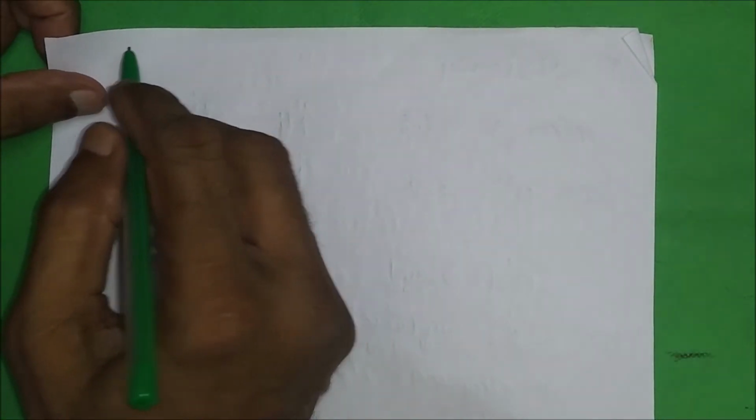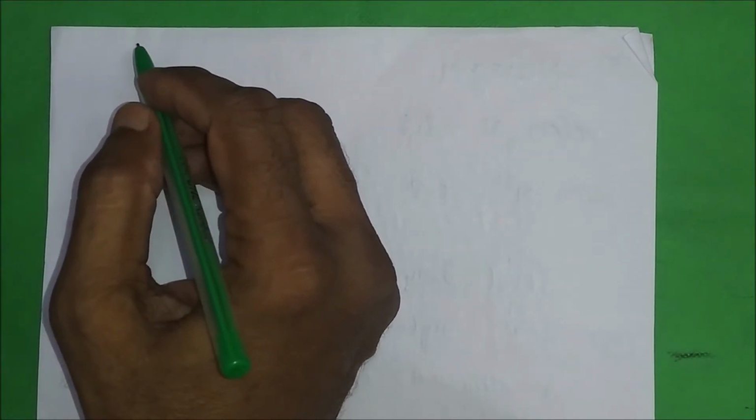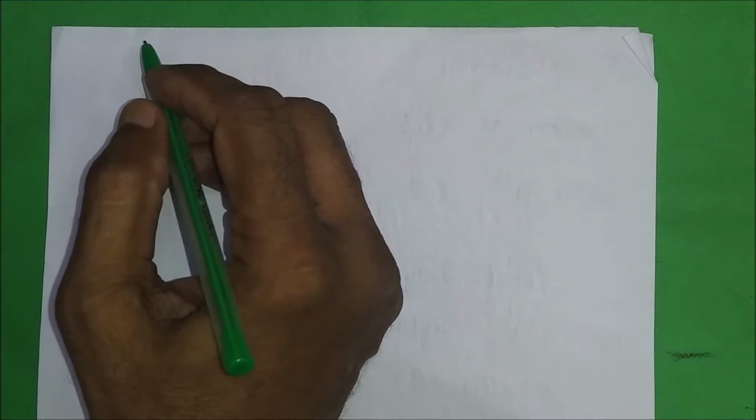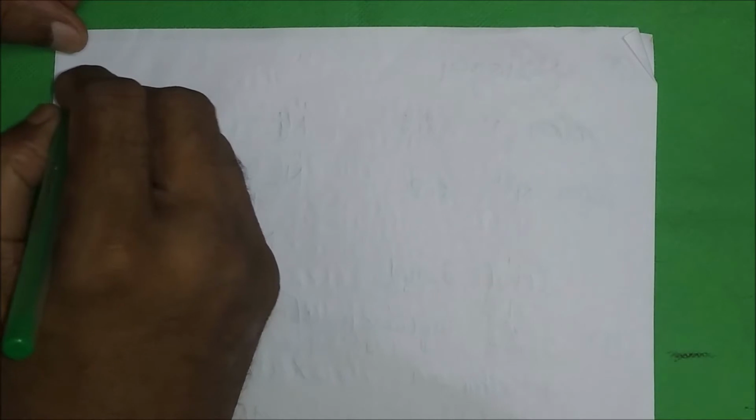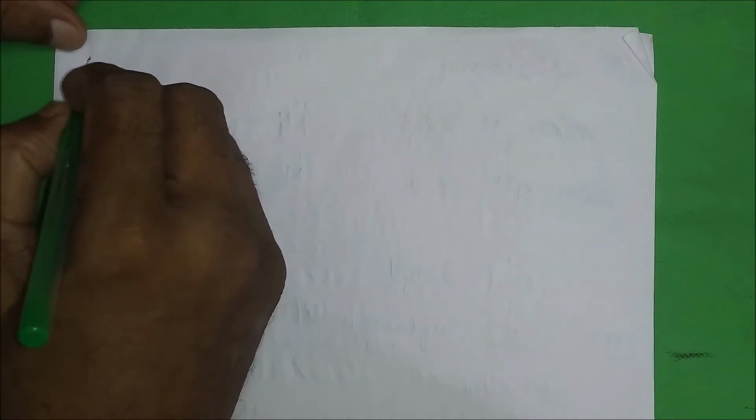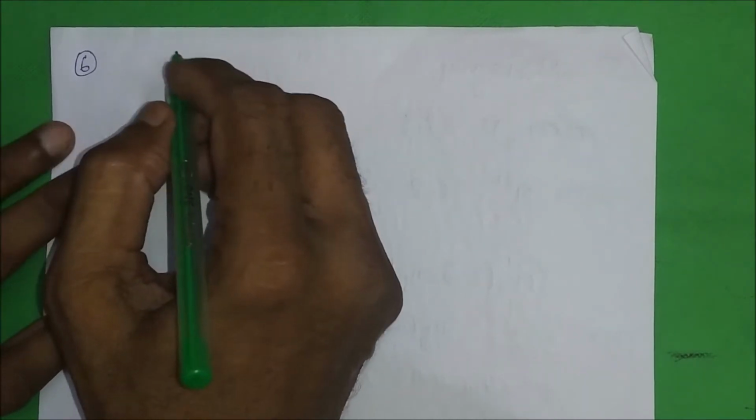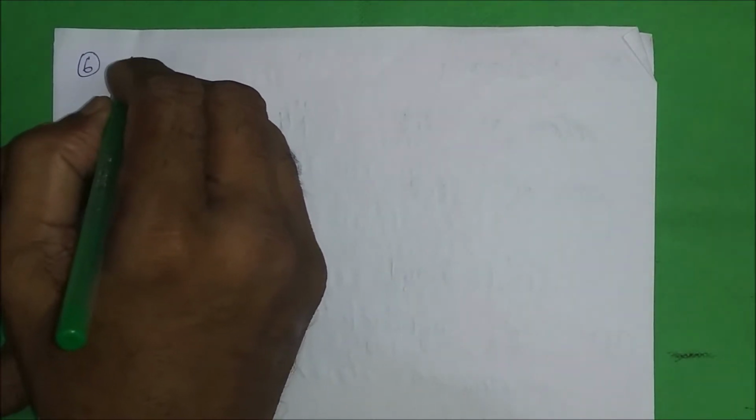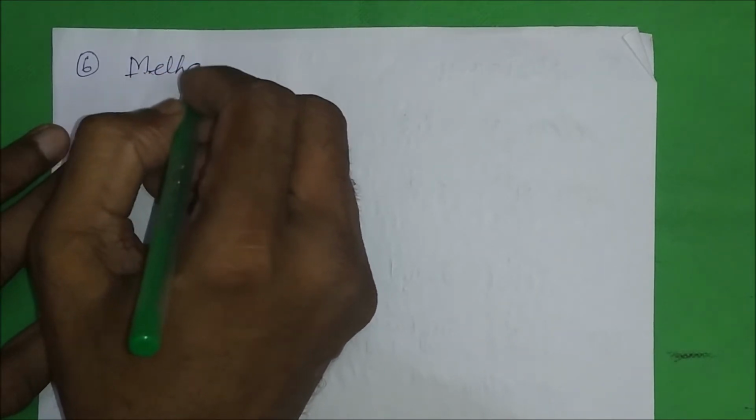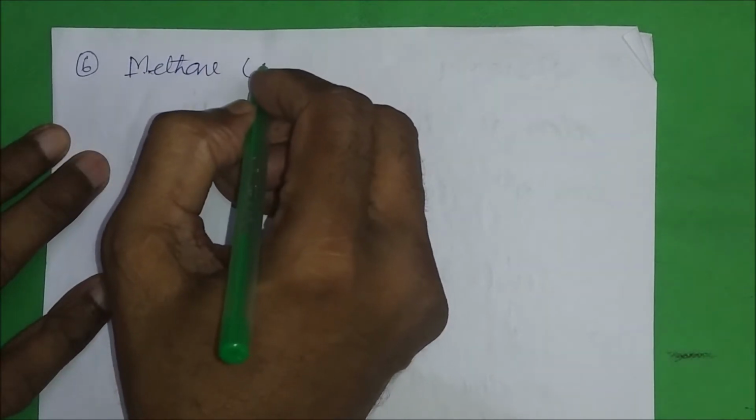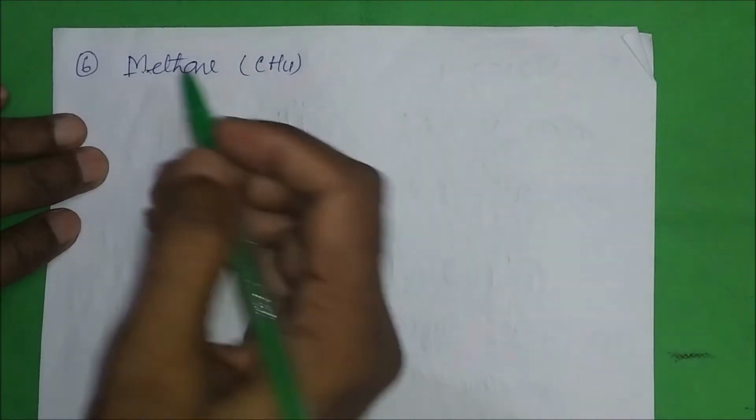Hello children. In my last video, I gave you the example of covalent bonding. Now I'm going to give you more examples. That is number 6. Is it clear? Methane, right? Formula is what? CH4.